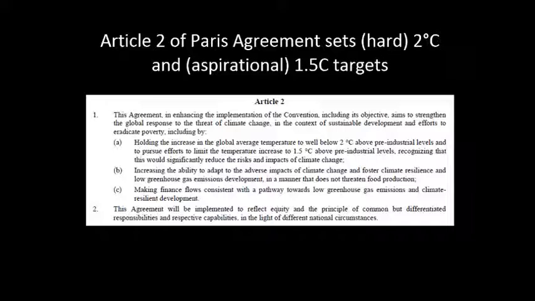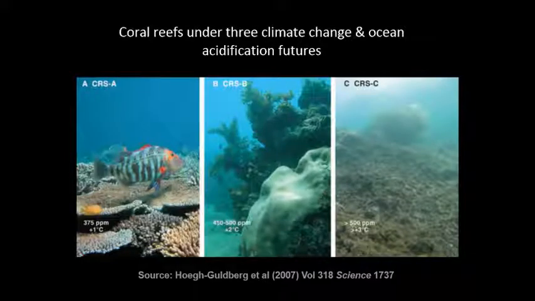So we're currently at 1 degree. A lot of science is now saying 1.5 degrees is basically impossible at this point, and 2 degrees is also very hard to achieve. The thing that really kicks me in the guts is that even at 2 degrees, basically coral reefs will be gone.